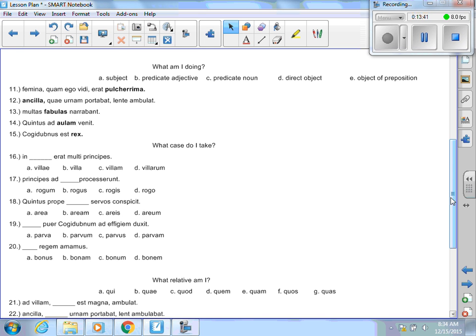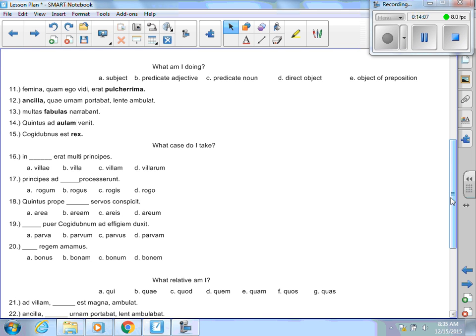Number 11, I have femina quam ego vidi erat pulcherrima. I see the double R there. I know that I'm going to be part of an adjective, so I'm not going to be the subject. I'm not going to be a predicate noun. I'm not going to be a direct object, nor am I an object of a preposition. If I'm an adjective, I'm probably going to be a predicate adjective. A predicate adjective is an adjective that is used with a linking verb, in this case, erat.